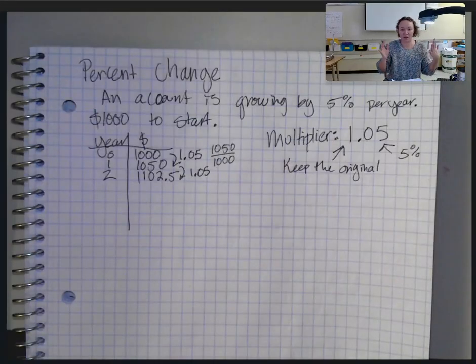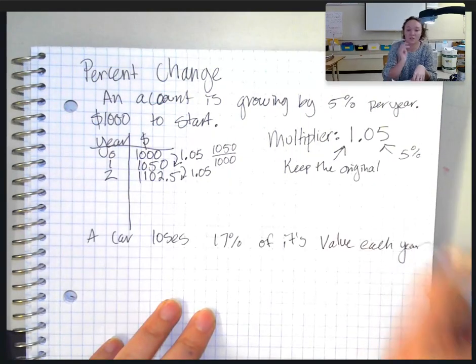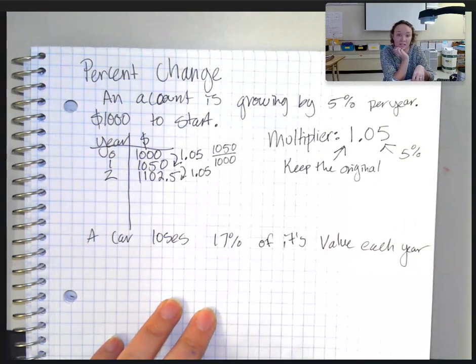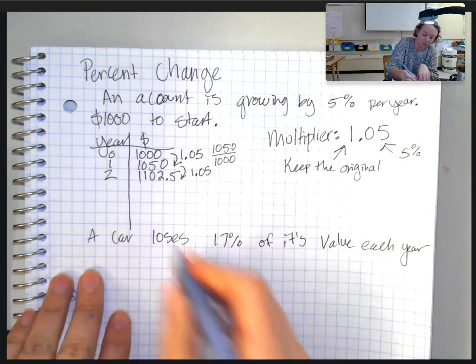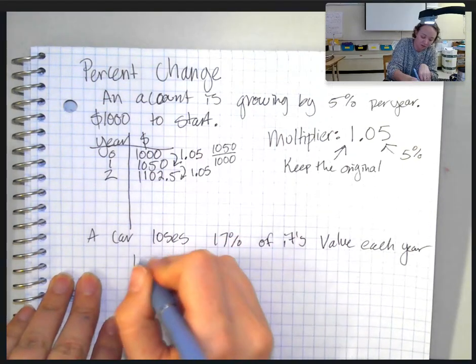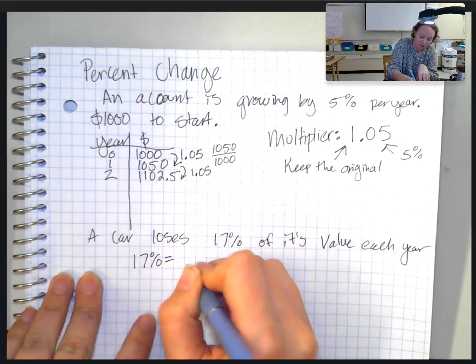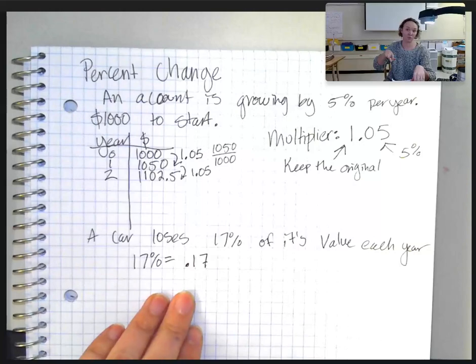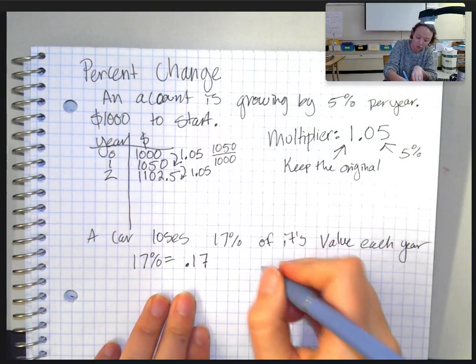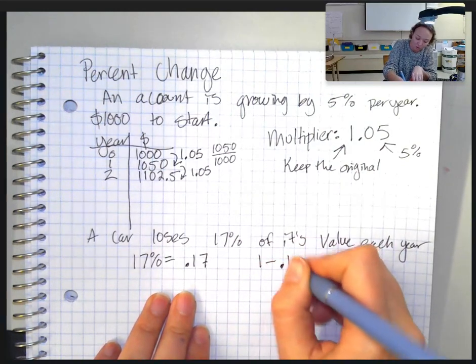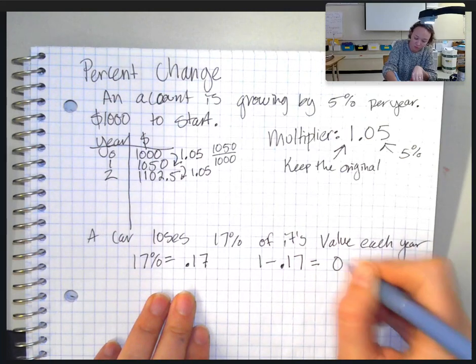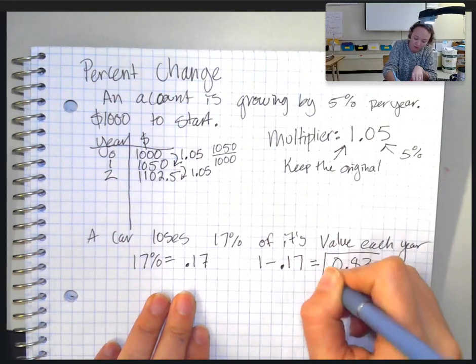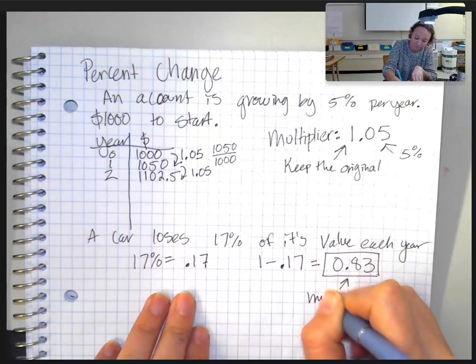Okay, let's try a different example. So let's say that a car loses 17% of its value each year. What would the multiplier be? Well, 17%, that's the same as 0.17. And if we're losing value, then we need to subtract from the 1 instead of adding to the 1. So we're going to do 1 minus 0.17, which gives us 0.83 as our multiplier.